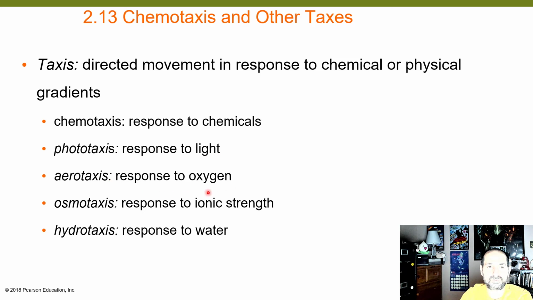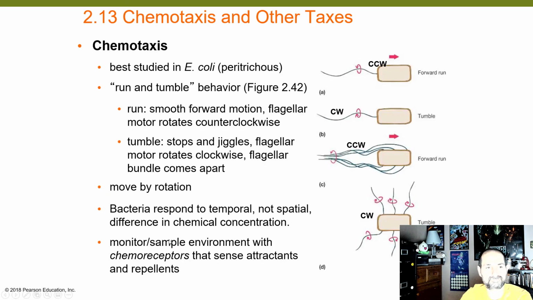Aerotaxis: you might want to go either towards or away from oxygen. Some bacteria will die in the presence of oxygen, so they have to get away from it. Other bacteria might want to go towards the oxygen. Osmotaxis is response to ionic strength. Some bacteria want to go towards salty conditions, and some want to get away from salty conditions, because they'll get dehydrated. And then hydrotaxis is response to water: going towards the moisture or away from it.